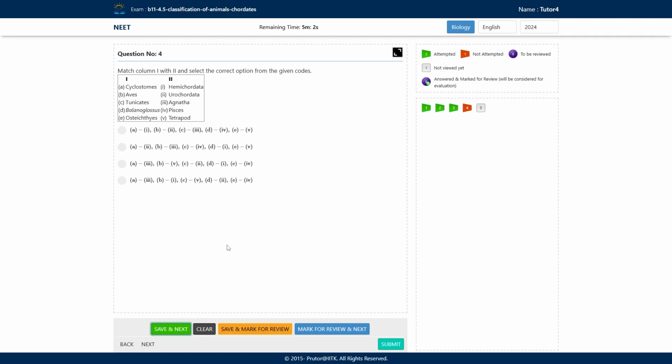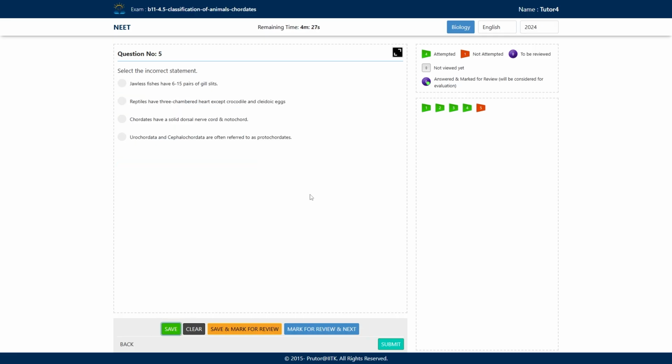So, what is the correct one? If you see cyclostomes, cyclostomes is Agnatha. And Aves, it is Tetrapoda. Tunicates, that belongs to the Urochordata. D, Balanoglossus. Balanoglossus is Hemichordata. And Osteichthyes is the Pisces. So according to that, our option C is correct, right? So we will opt for option C here. Save and move to our last question.